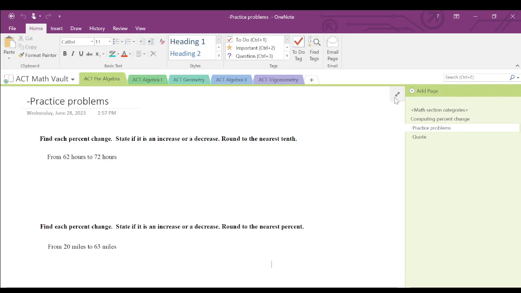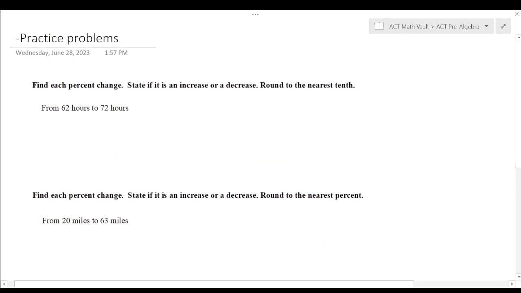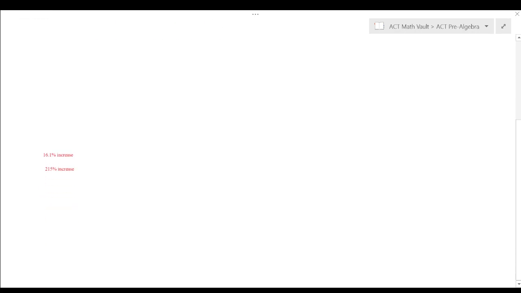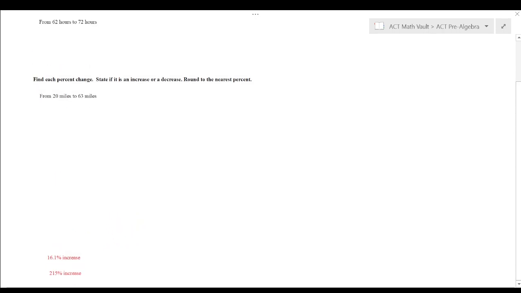There are some practice problems that are very similar. Feel free to pause the video if you'd like to do these without answers. And here are the two answers. So they both are increases because they both end up being positive. One is rounded to the nearest tenth, the other is to the nearest percent, and that 215 means it more than doubled, obviously, from 20 miles to 63 miles.